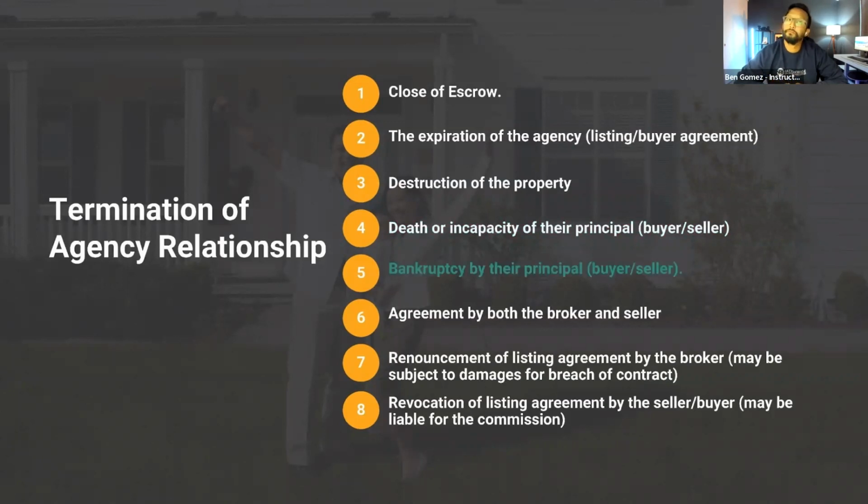Bankruptcy. Bankruptcy could also terminate this agreement. That one's going to supersede. What's the word I'm looking for? It overrides it. An agreement by both. Remember, we're talking about terminating our agency relationships.